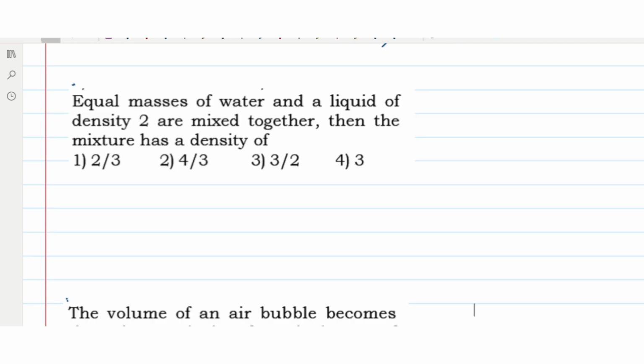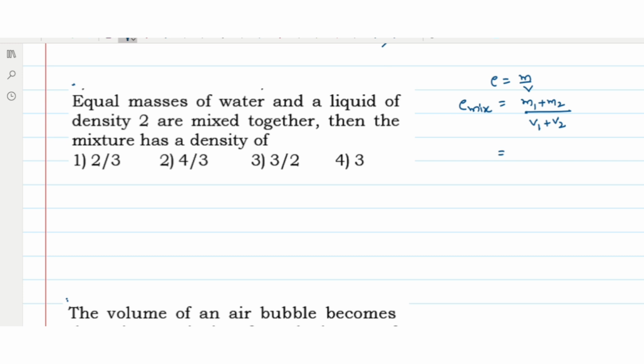Equal masses of water and a liquid of density 2 are mixed together. Their densities are given. Then they are asking for the density of the mixture. The density of the mixture of two liquids is, density equals mass by volume. This is a basic formula, mass by volume. When two liquids are mixed, the masses are m1 plus m2 by the total volume, in the sense v1 plus v2.